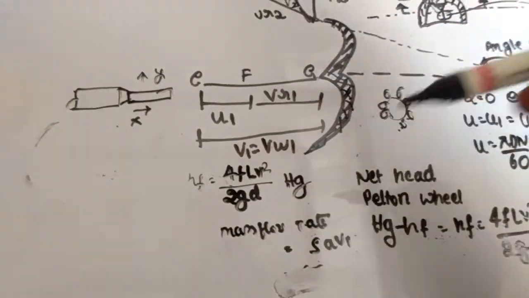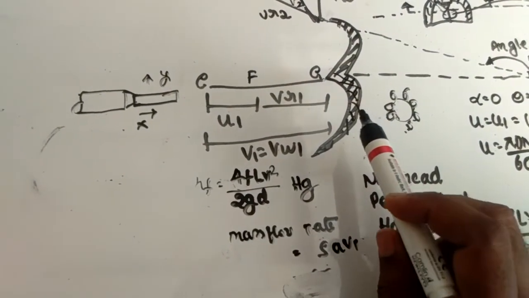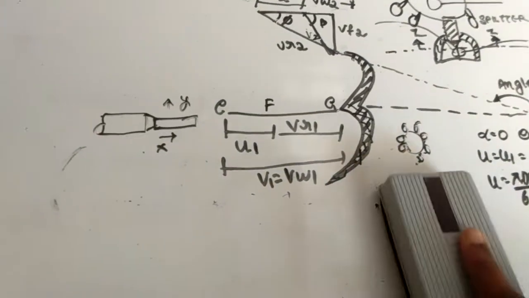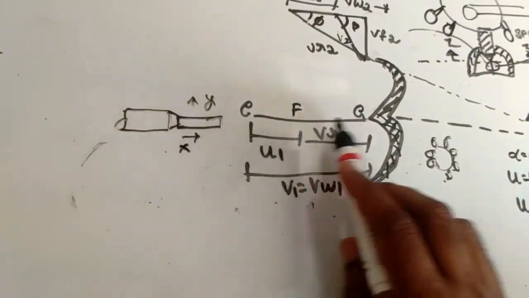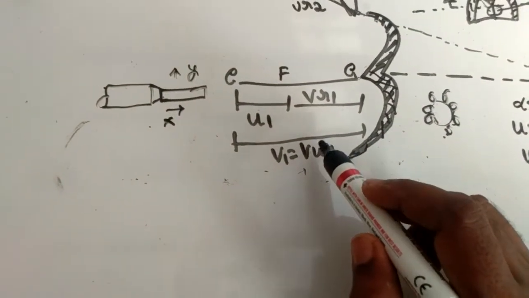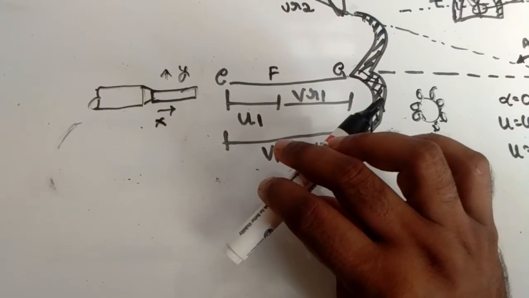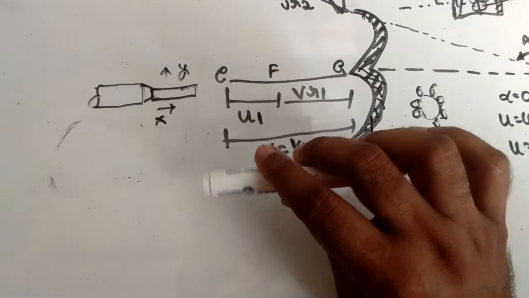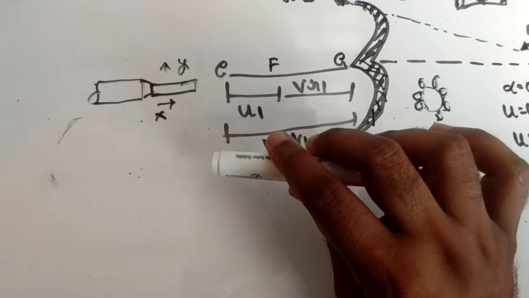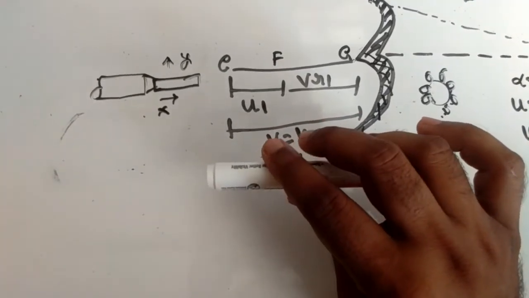First we'll go for the inlet velocity. With which velocity is the water flowing? That is called V1. Since it strikes centrally, V1 is equal to VW1. What do you mean by VW1? VW1 is the whirl component, because when the water strikes tangentially, VW1 becomes a component of the original velocity, which is the absolute velocity. Here it is not striking tangentially, so for that reason V1 is equal to VW1.